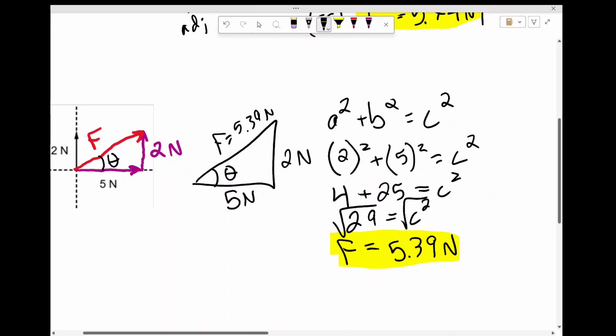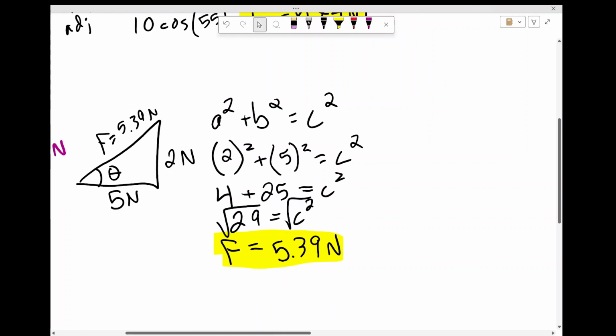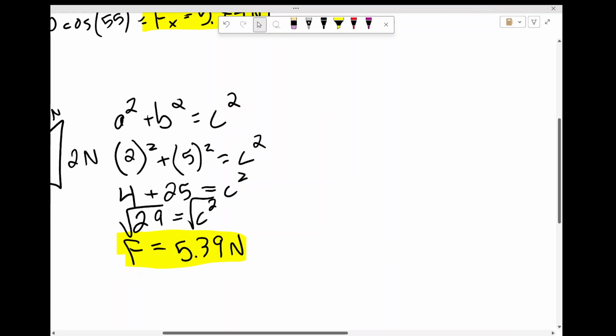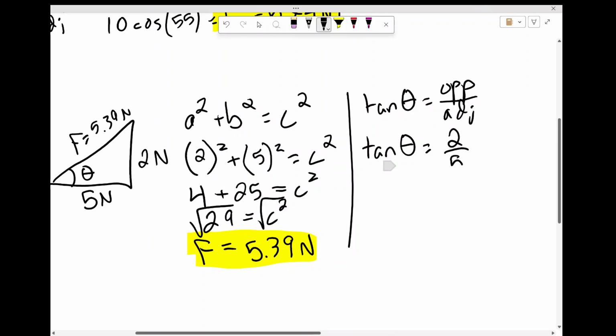Put that there. And now the other thing we have to do is calculate the angle. And we can do that in a couple of ways. We have all three sides of our triangle, so we can use any trig function we want. I'm going to choose to use tangent here. So tangent of the angle is opposite, so TOA, opposite over adjacent. Theta is our variable here. We're solving for theta. The opposite is 2, and the adjacent is 5.